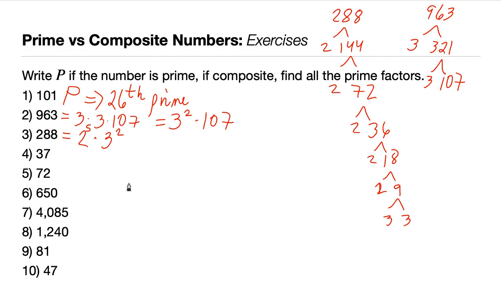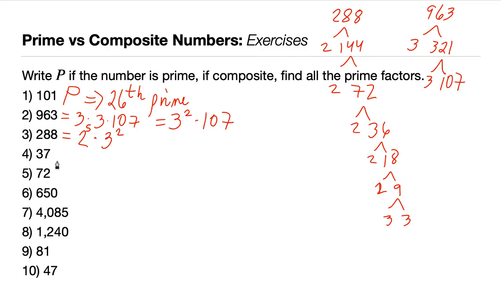Next, how about 37? Is 37 a prime number? So let's try to check that. Is it divisible by 2? No. Is it divisible by 3? No, the sum is 10. Is it divisible by 4? No. The nearest multiple of 4 is 36.